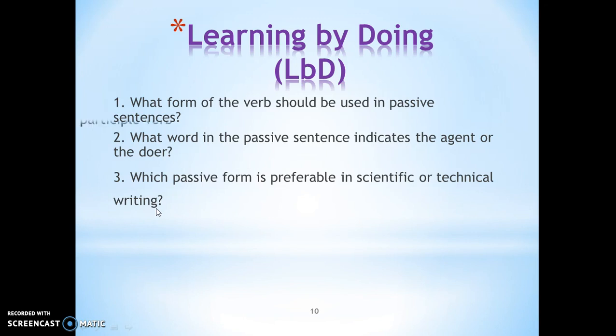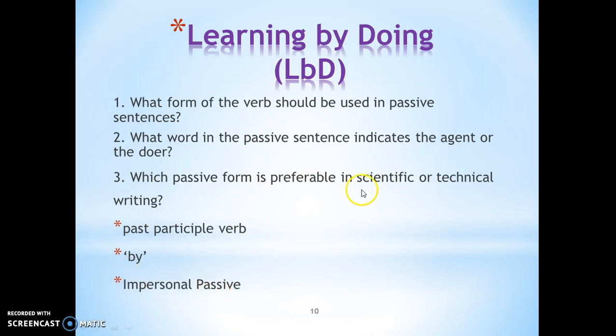Now, let us check the answer to the first question. Yes, past participle form of the verb is always used in passive sentences. The word which is used to indicate the agent or the doer is by. Impersonal passive is always preferable in scientific or technical writing.